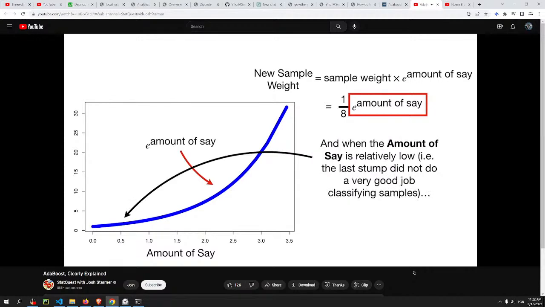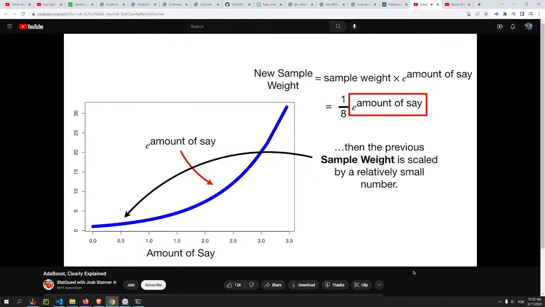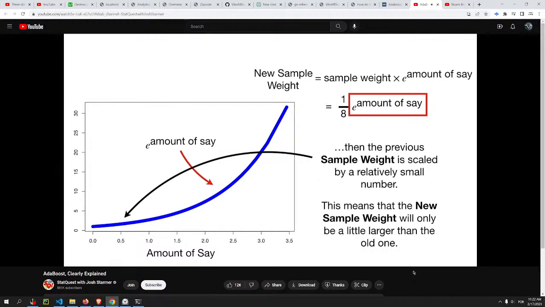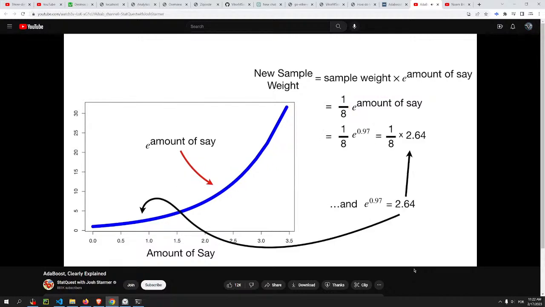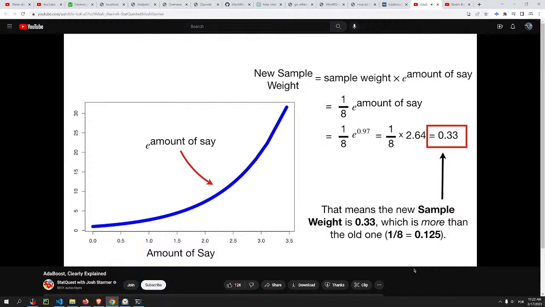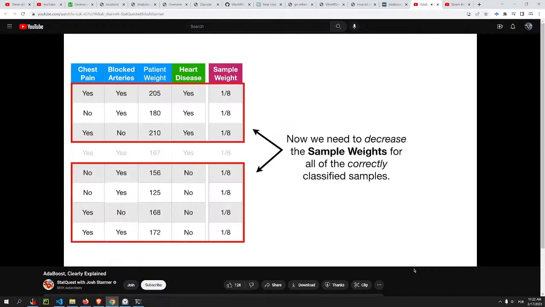And when the amount of say is relatively low, i.e. the last stump did not do a very good job classifying samples, then the previous sample weight is scaled by a relatively small number. This means that the new sample weight will only be a little larger than the old one. In this example, the amount of say was 0.97, and e raised to 0.97 equals 2.64. That means the new sample weight is 0.33, which is more than the old one. Bam.